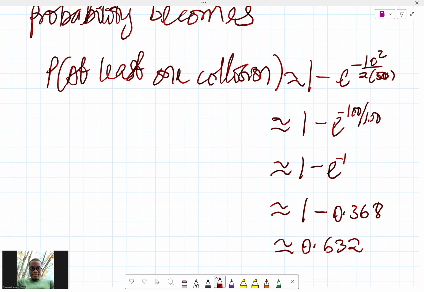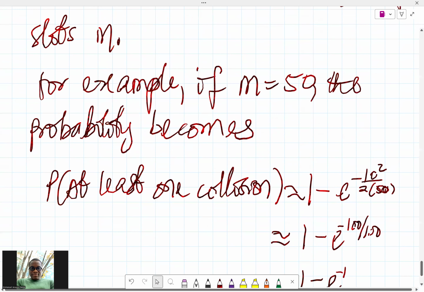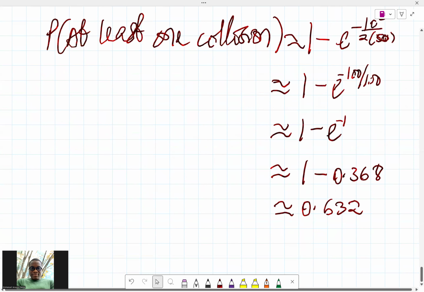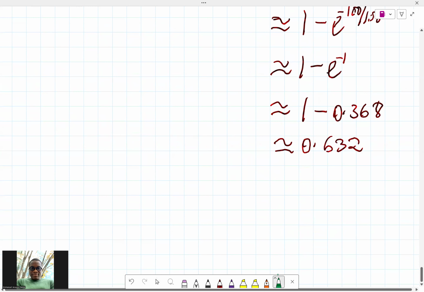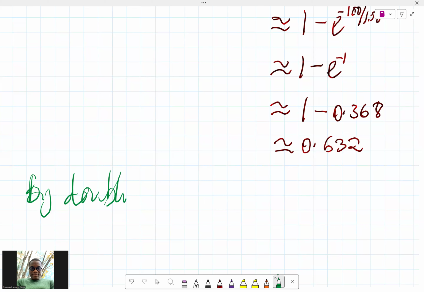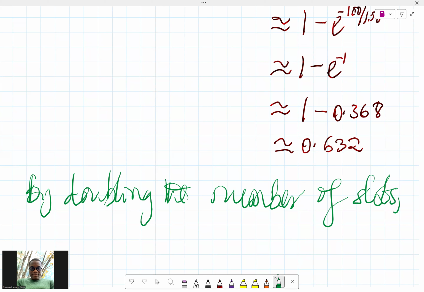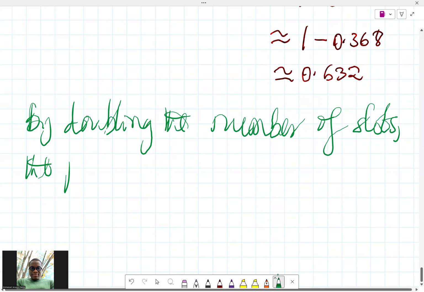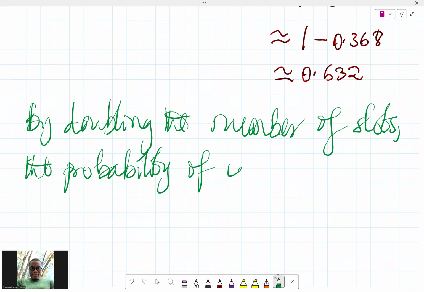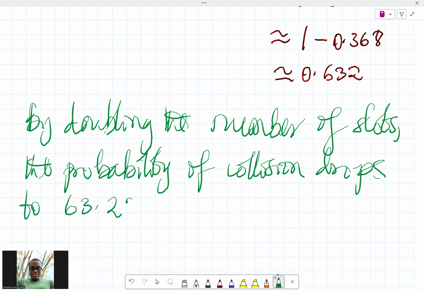So the more we increase the number of slots, the value of M, the better. So here we see that by doubling the number of slots, the probability of collision drops to 63.2%. Okay.